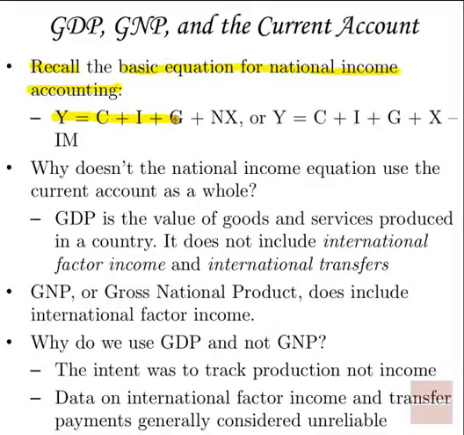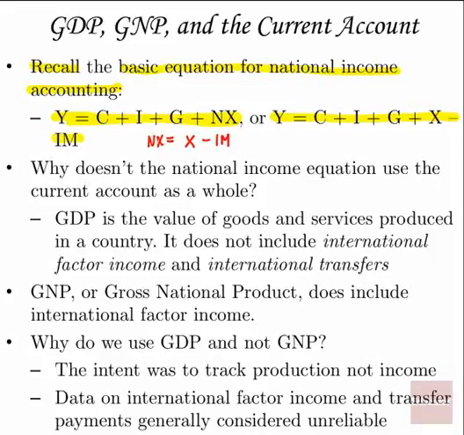Y equals C plus I plus G plus NX. Or if you don't like that NX model, you can look at Y equals C plus I plus G plus X minus IM, which is exports and imports. So again, if that confuses you, NX equals X minus IM. Either way, that's the equation for national income accounting.